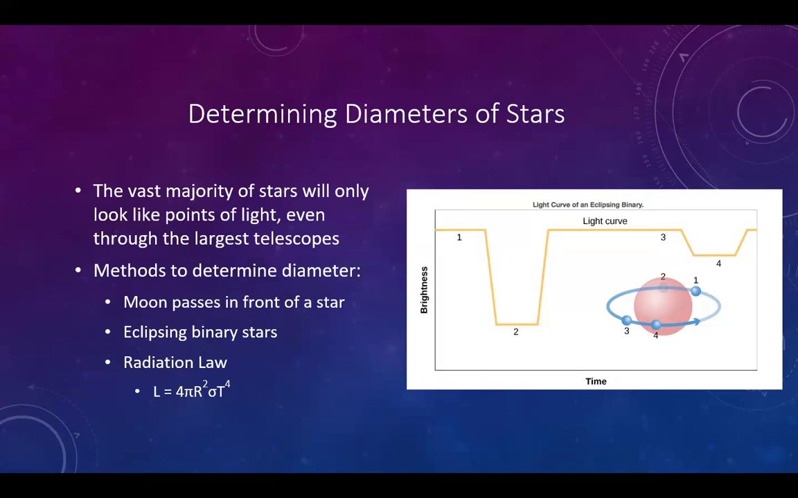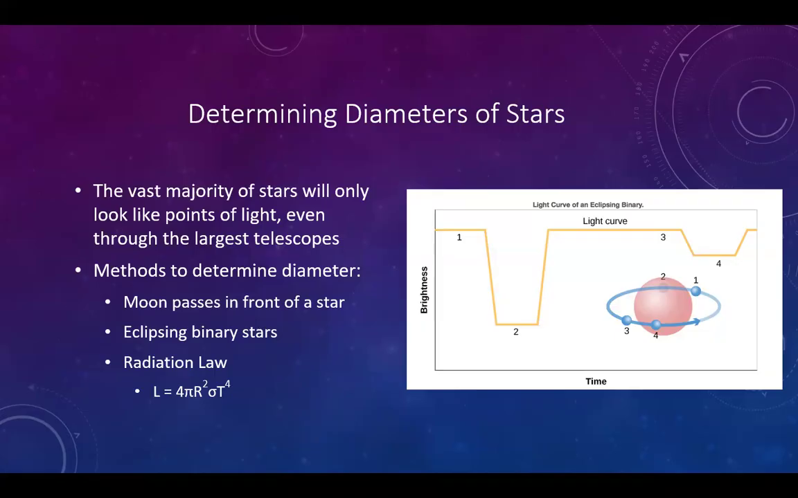And in general, when we look at stars, we can only see points of light, even through the largest telescopes. So there are a few ways to determine diameter. When a moon passes in front of a star, how it dims can be used to figure out the diameter, because there's a process of it dimming as more of it gets cut off by the moon, and from the period of time over which that happens, you can work out the diameter.